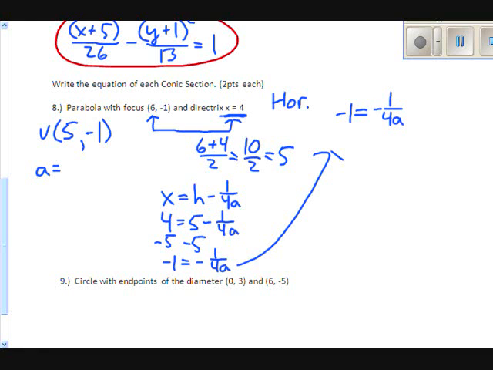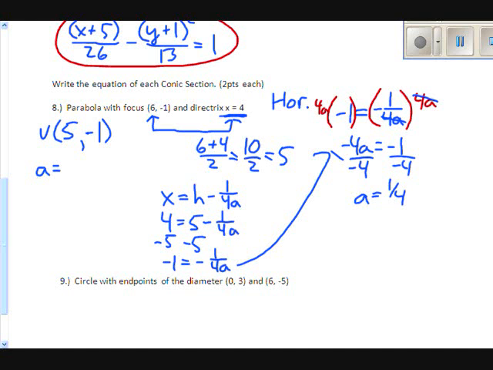So now I've got to multiply each side of this equation by 4a. I'm multiplying through to get rid of the denominator. See over here it's going to cancel. Over here I've got a -4a. Over here I've got a -1 left. And now I've got to divide each side by a -4, which leaves me with a equals a positive 1/4, negative divided by negative.